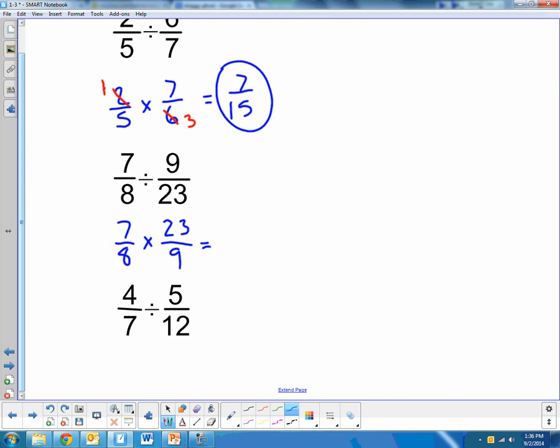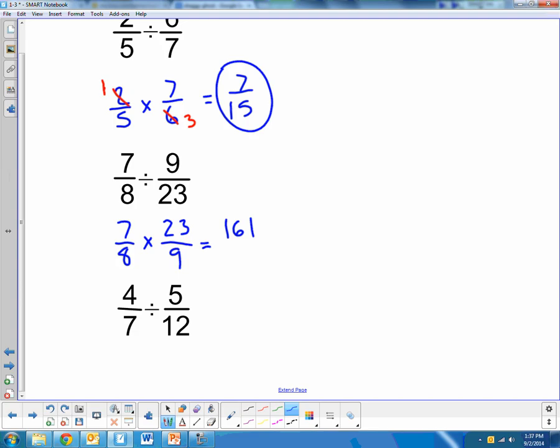Now if I look, I don't think I can do any cross simplifying with this one. 7 and 9, nope, 7 is prime. I can't divide 9 by 7. 23 and 8, not quite. If it was a 24, I could. So I multiply. 7 times 23, 161, I believe.